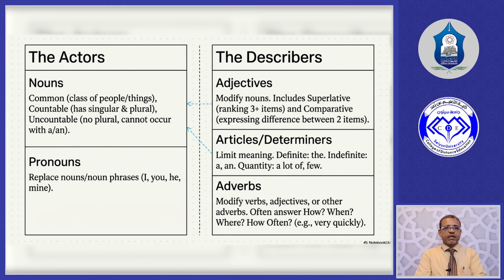Pronouns replace the nouns, as I told you before. They replace a noun or noun phrase: I, you, he, mine, she, her, his, and so on. All these things. Adjectives modify the noun, including superlative, ranking 3 items, and comparative, expressing, for example, differences between 2 items. Here, for example, we want to add adjectives. Sana'a is colder than Tarim. Comparative explains differences in items. Superlative, for example: Tabuk is the coldest city in Saudi Arabia. Here, when we talk about an or a, the article, this or that, we call them determiners.